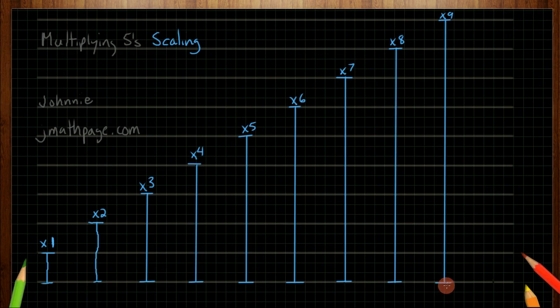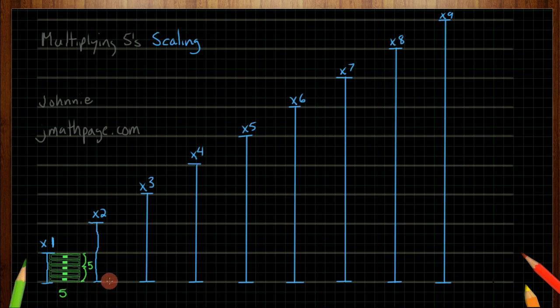So that's what scaling looks like. But what does it look like when we're talking about multiplying 5's? Let's try it out. Let's see. I'm going to put down here a set of 5 boxes. Okay, so there's 5 boxes right there. And if we look, when we measure just 1 stack of 5 boxes, we have 5 boxes, right?